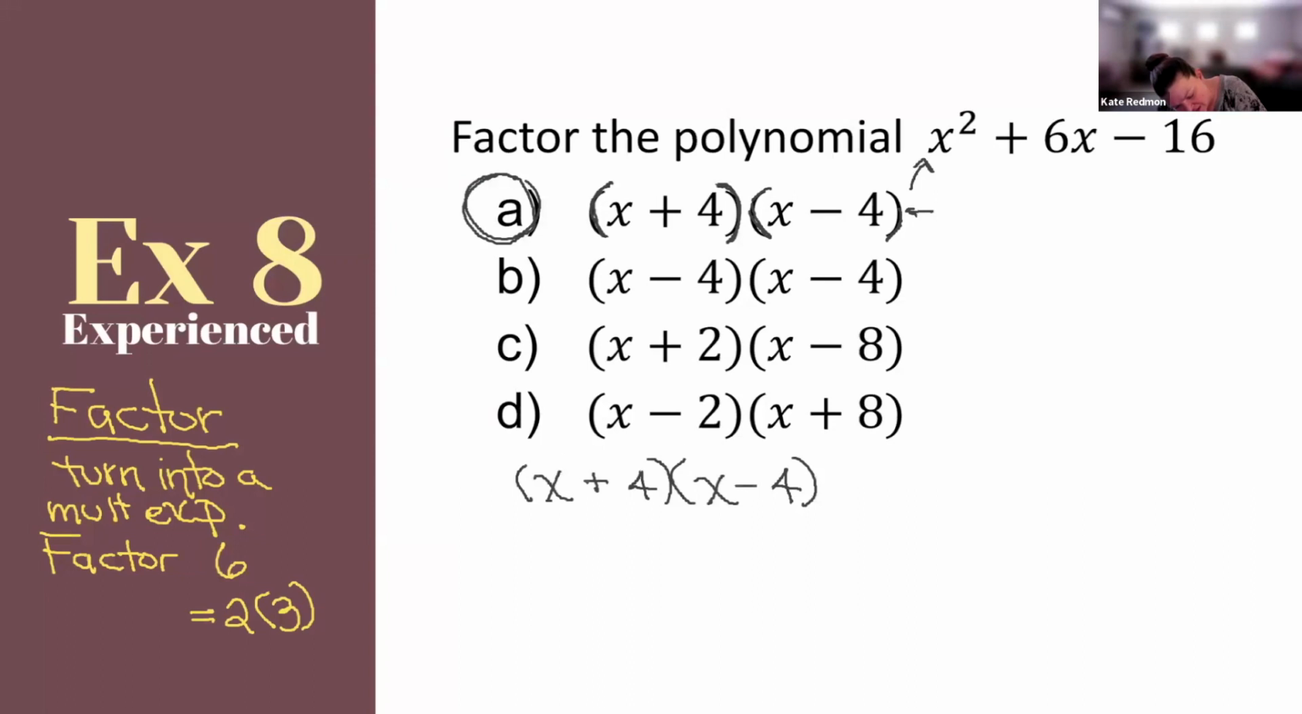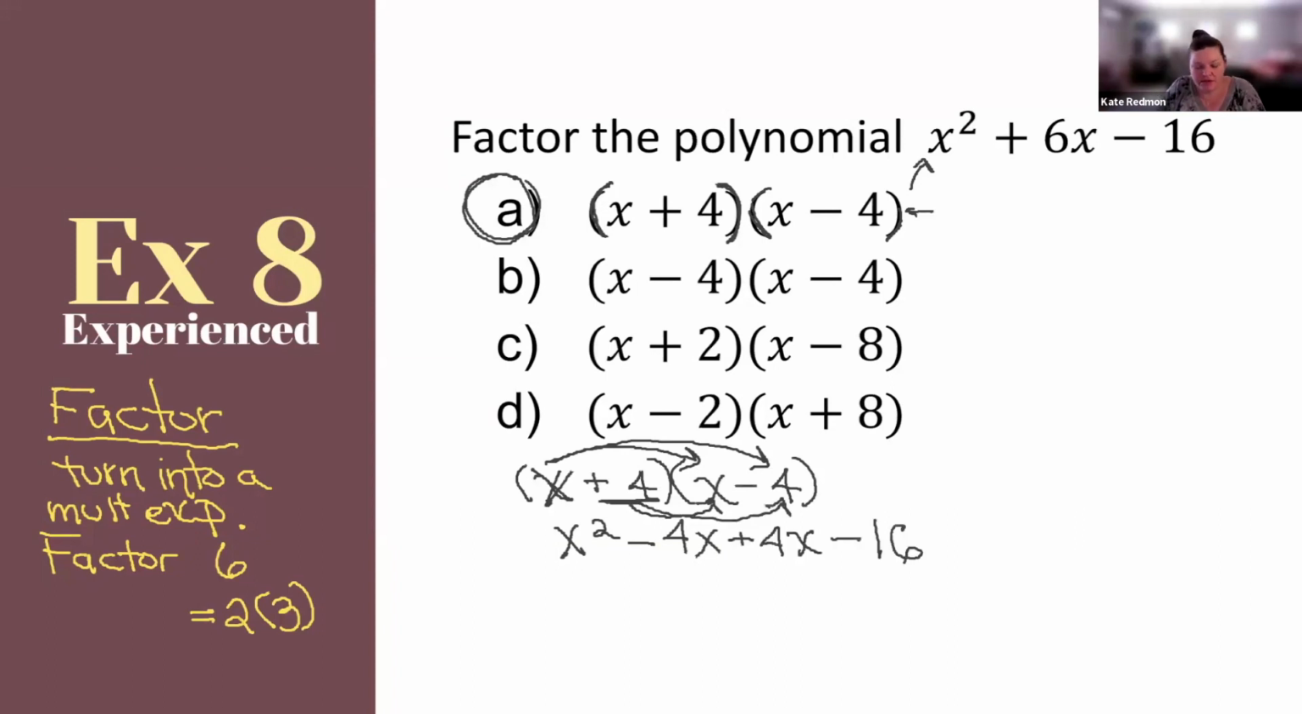So x times x is x squared. X times negative 4 is negative 4x. I'm done with the first term. Time to move on to the second one. Positive 4 times x is positive 4x. And positive 4 times negative 4 is negative 16. Awesome. So nice that I have the x squared term and I have the negative 16 term.